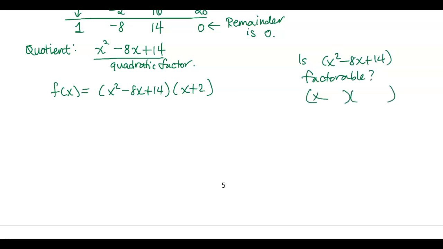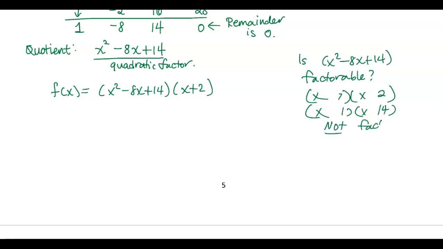Let's try. What times what gives me 14? The only thing that comes to my mind is 7 times 2. But they're not going to add up to -8. And 1 and 14 too, right? 1 and 14. But they're not going to add up to -8. So this is not factorable.